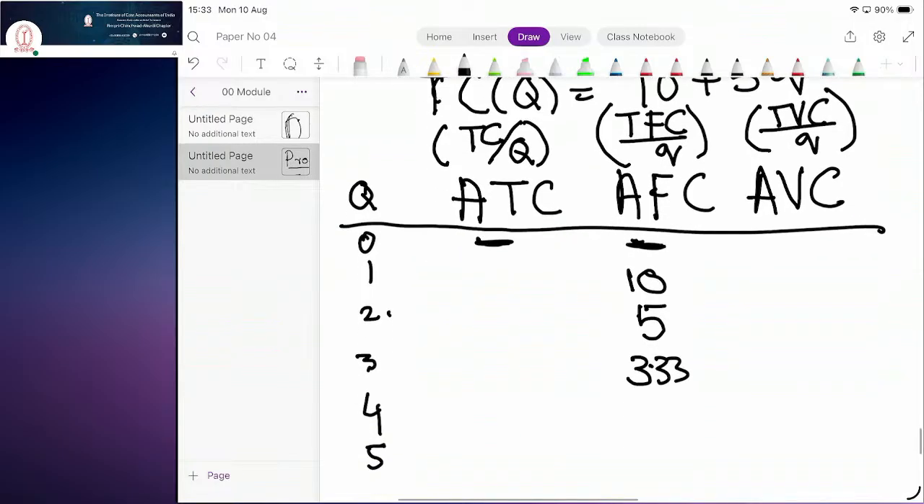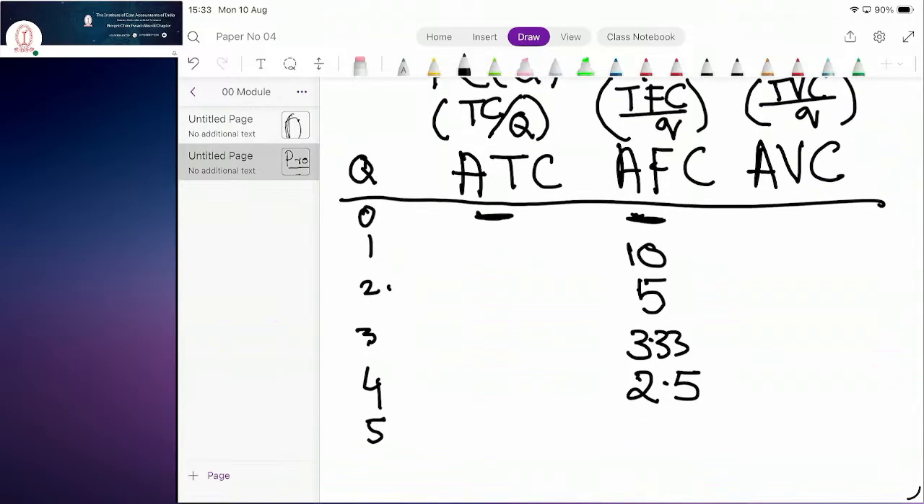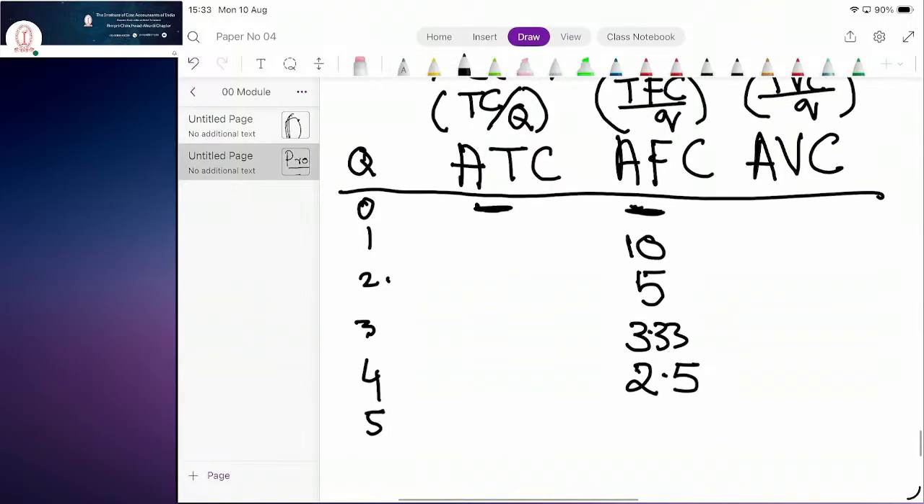10 divided by 4, 2.5. And 10 divided by 5. Perfect.